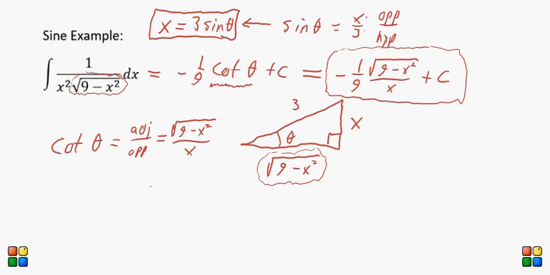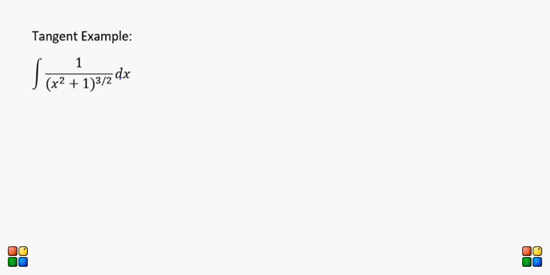So let's do another example. This is the tangent example, and we already said earlier what the substitution will be. So let's work through this one. The substitution is x equals the tangent of theta, and then the very next step, just like with the u substitution, is let's take the derivative of each side. The derivative of the tangent of theta is secant squared theta d theta, and now we rewrite the integral.